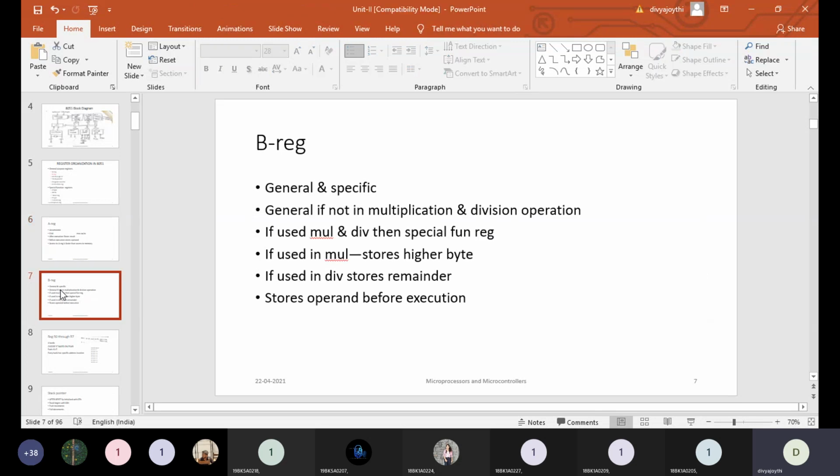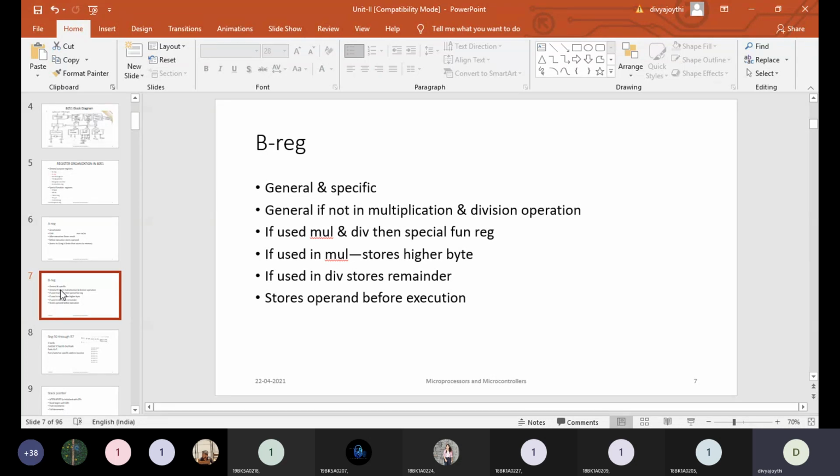And next, moving on to the B register. B register, as I told you, can be used either as a general register or as a specific register. So when is it going to be used as a general register? Assume that you are writing a program which involves either multiplication or division. In that particular program, if you are using the B register, then in that scenario, the B register can be considered a specific function register. If you are making use of the B register in a multiplication program or in a division program, then in those scenarios it is being used as a specific purpose register.